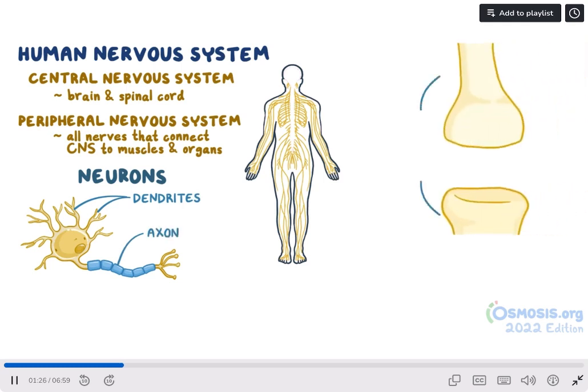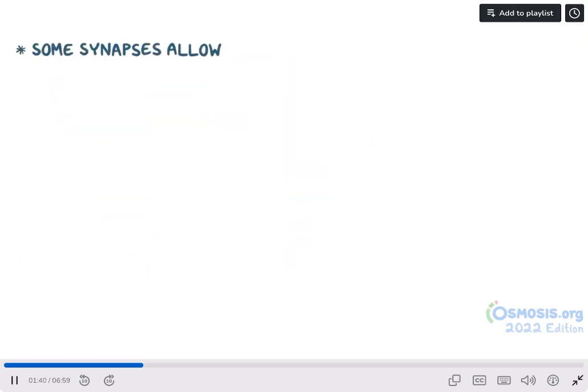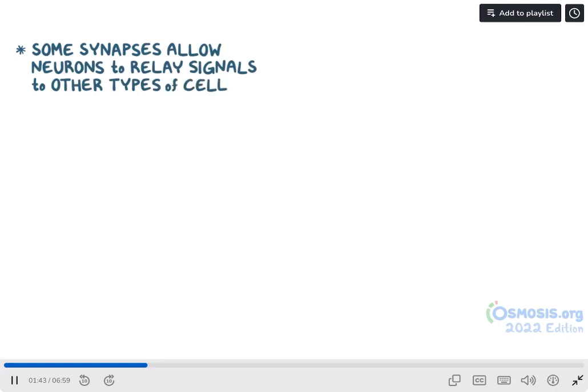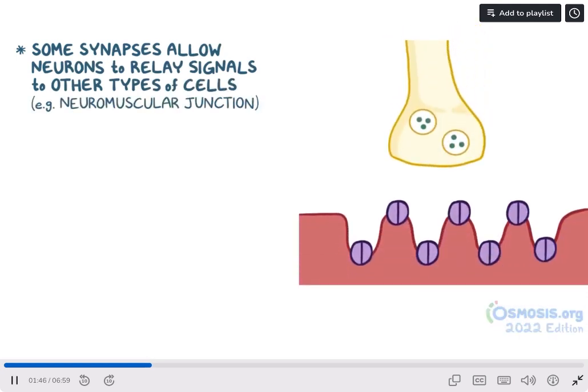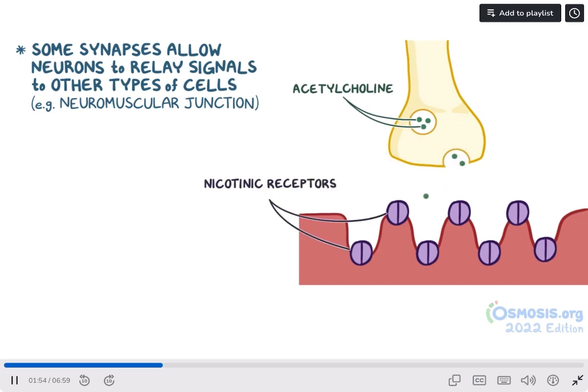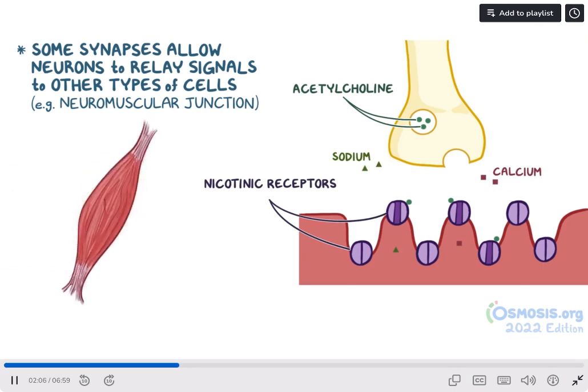Where two neurons come together is called a synapse, and that's where one end of an axon releases neurotransmitters, further relaying the signal to the dendrites or directly to the cell body of the next neuron in the series. Some synapses allow neurons to relay signals to other types of cells, like with the neuromuscular junction, where motor neurons innervate muscle cells by releasing the neurotransmitter acetylcholine. Acetylcholine binds to nicotinic receptors on the muscle cell membrane, which are ion channels that open when acetylcholine binds to them, and they allow positive ions like sodium and calcium to cross the cell membrane, triggering a muscle contraction.